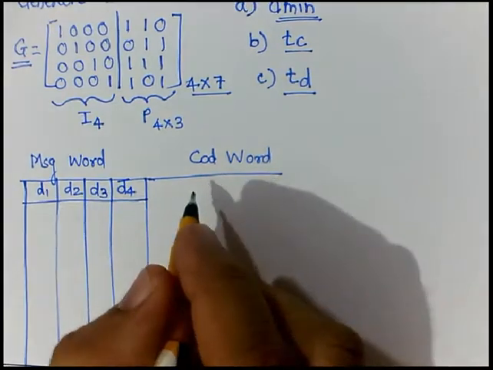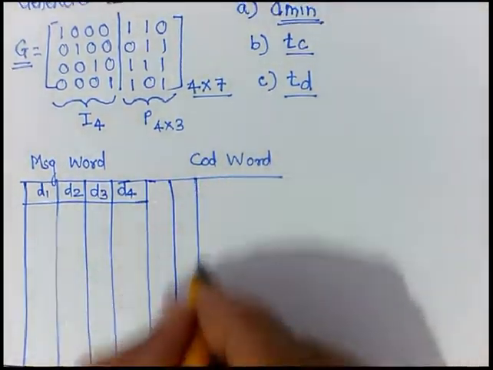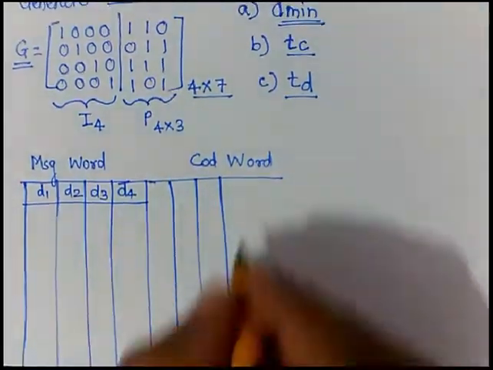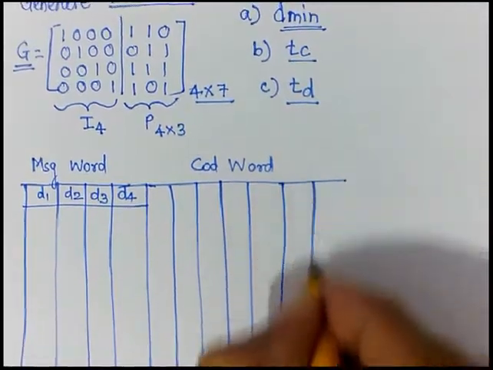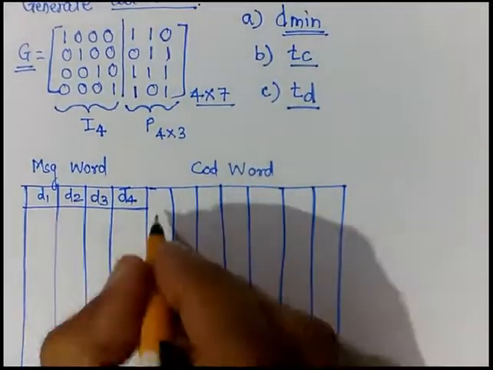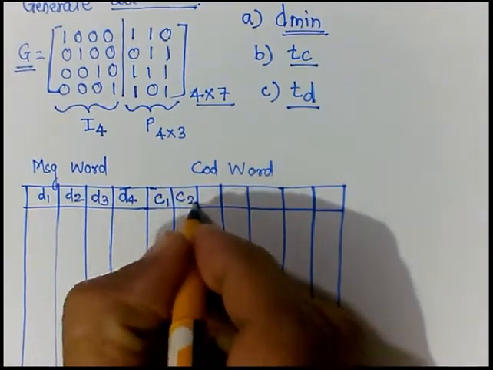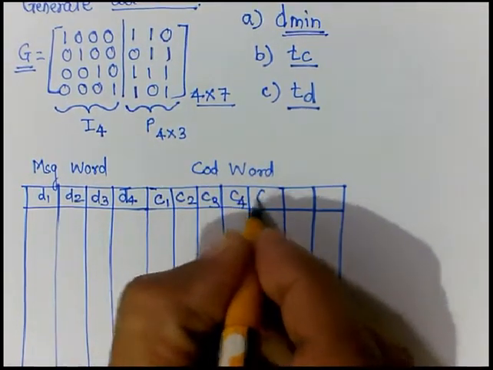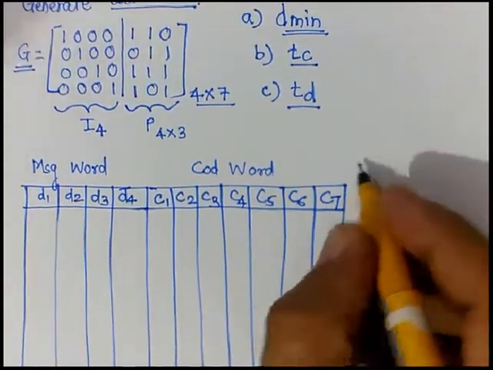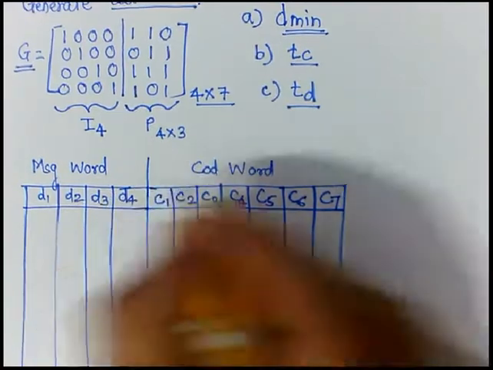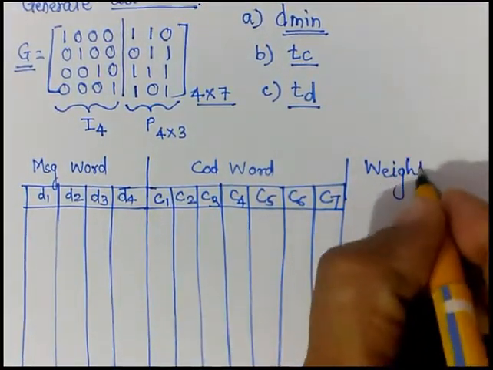So obviously it is (7,4). So that's why this will be with the 7 columns. So the code word column we will just distribute in 7 columns further. So let me just write here C1, C2, C3, C4, C5, C6 and C7. After that, we will just formulate one more column, that is nothing but the weight.